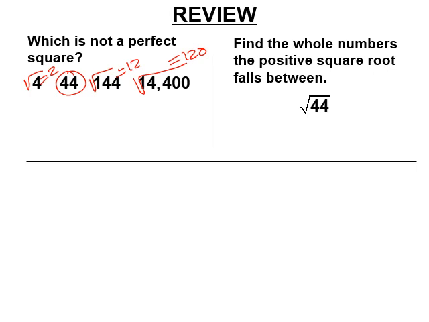Then we started estimating square roots. You have to have the list of perfect squares memorized. 36 is the one below 44. 49 is the one above. So this is between, and you must write the word between, 6 and 7 on a number line.